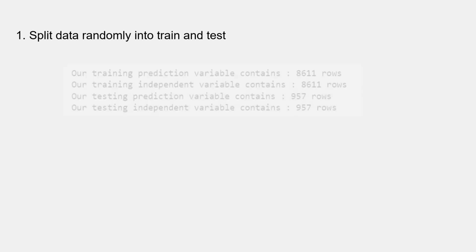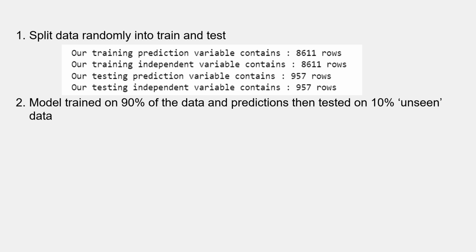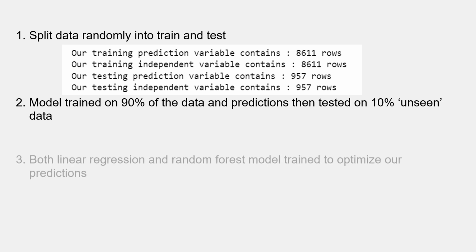So this approach is split into four broad steps. The first being splitting the data into train and test. So we have used a 90-10 ratio to split the data. 90% of the data will be used for training and 10% will be used for testing out the algorithm.